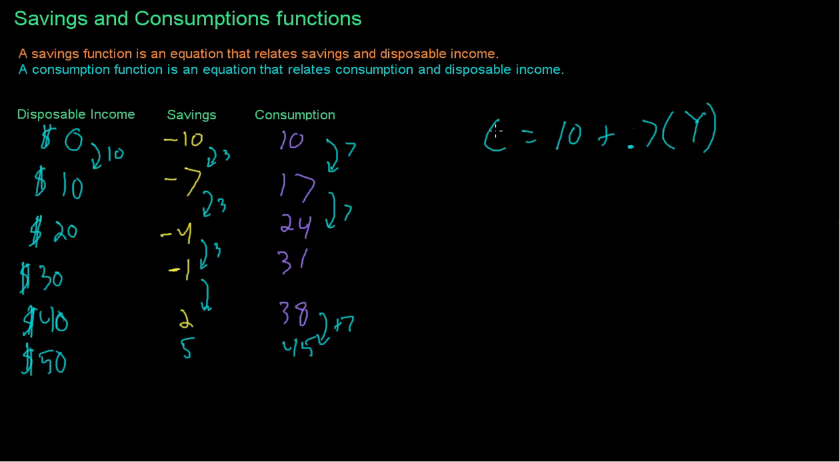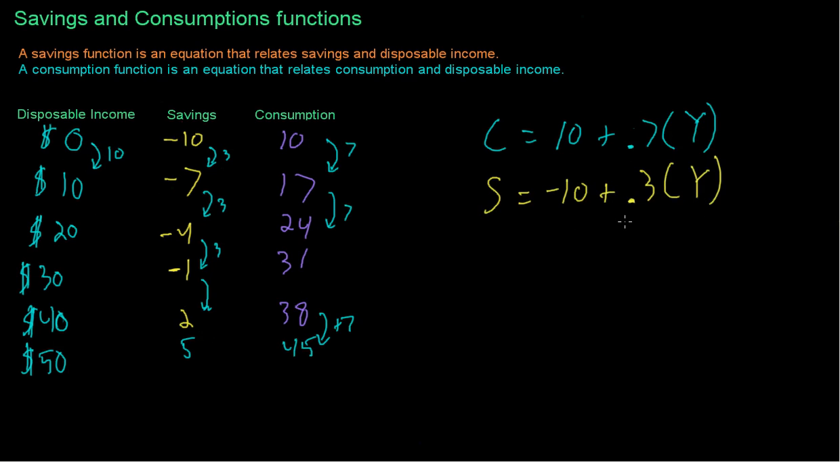So we will see that savings is equal to, the intercept is negative 10, because when disposable income is 0, savings is negative 10. So that will be negative 10, and then for every 10 that disposable income goes up, saving goes up by 3, so plus 3/10 times y. Or the other way that we could write that, just to be consistent, 0.3 times y.